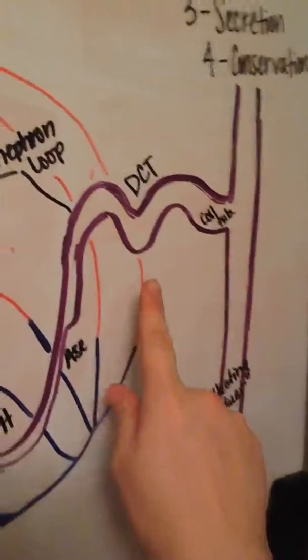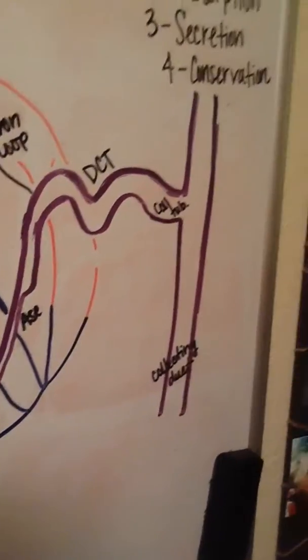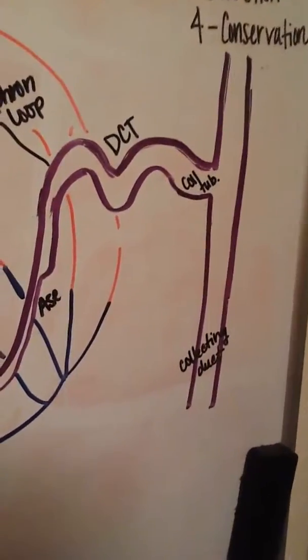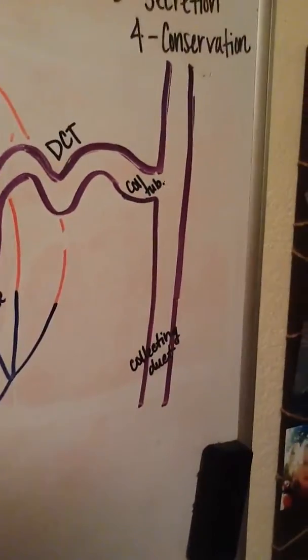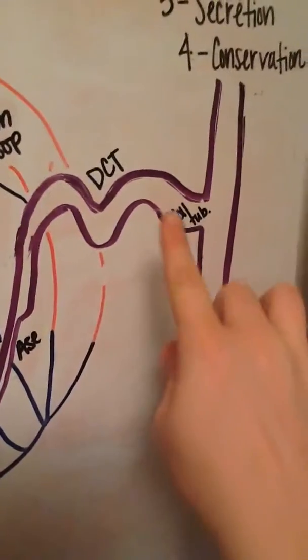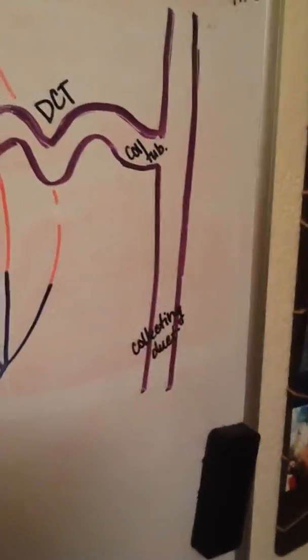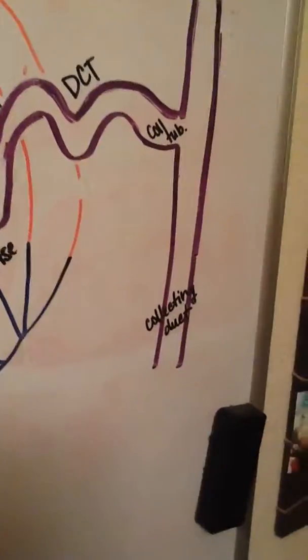And then it transfers over into the distal convoluted tubules. And typically what is reabsorbed is sodium, chloride, water, magnesium, and phosphate. And then you connect to the collecting tubules, which goes down into the collecting duct. And what is reabsorbed there is going to be urea, sodium, chloride, and water.